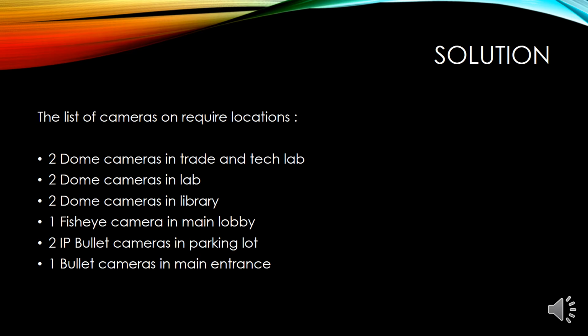So here is the list of cameras at the required locations. We need 2 dome cameras in trade and tech lab, 2 dome cameras in lab, 2 dome cameras in library, one fisheye camera in main lobby, 2 IP bullet cameras in parking lot, and one bullet camera in main entrance.